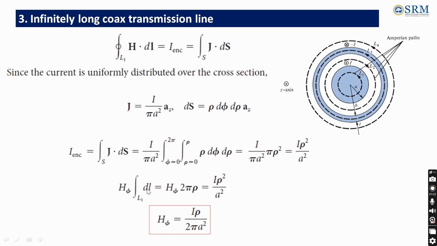For dl, what is the length here? If you see this closed path, it's a circle. The circumference of a circle is 2 pi r, so 2 pi rho, where rho is the radius that we have taken. Now I have to equate the left hand side term H dot dl to the right hand side term J dot ds, and find H phi. That is I rho divided, because one of the rho gets cancelled, I rho divided by 2 pi a square, which is my magnetic field intensity for the Ampere path L1.